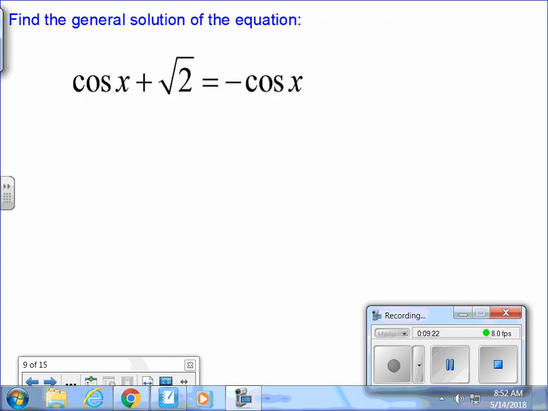All right, let's go ahead and jot down the next one. It's getting a little bit harder. We've got cosine on both sides, so we'll talk about what we'll have to do with that.